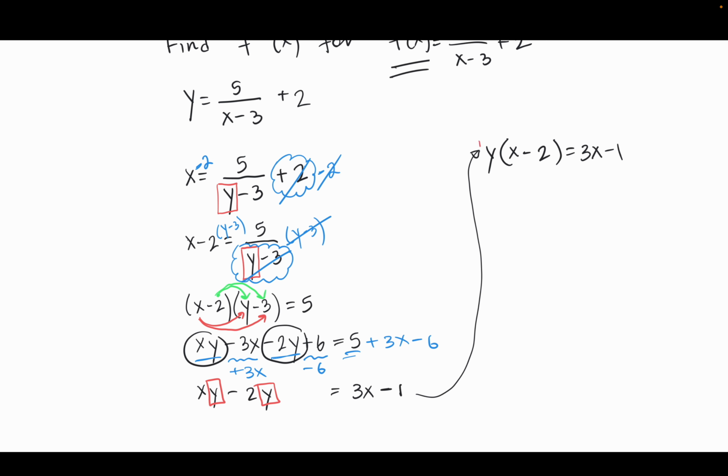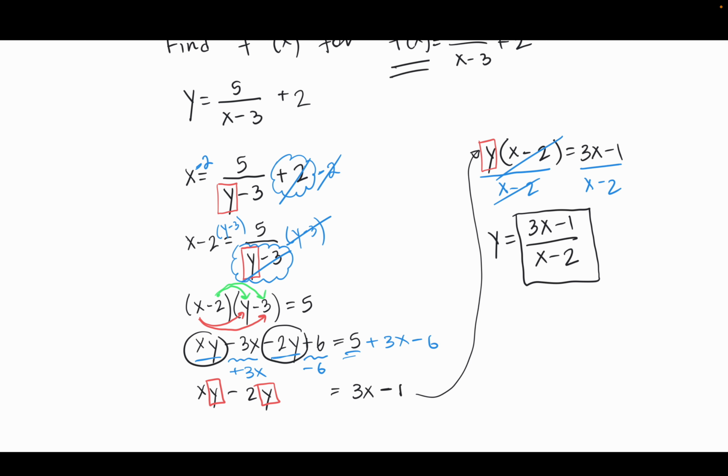Final step, to get this y by itself, I will need to get rid of the x minus 2. Since y is multiplying the x minus 2, I will divide both sides by x minus 2. And now we are done, because our y is by itself. So you have 3x minus 1 over x minus 2, and this is your f negative 1 of x, or the inverse of our function.